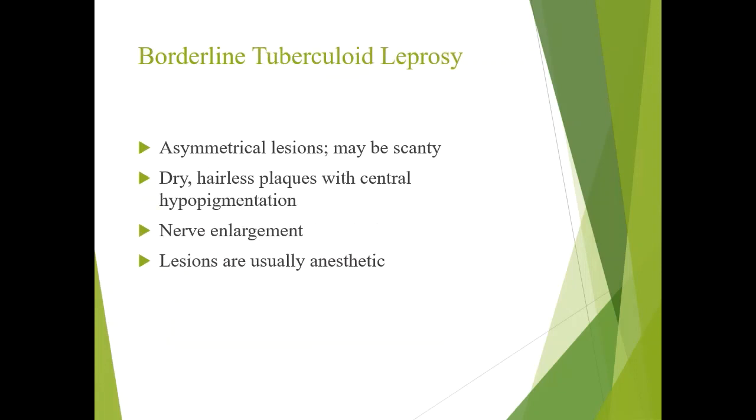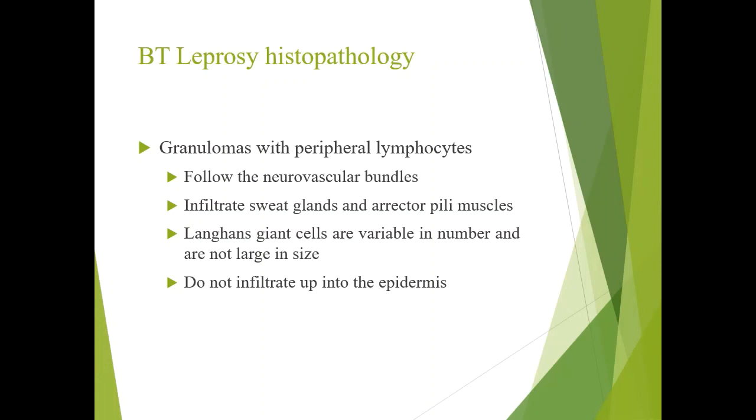Borderline tuberculoid leprosy. You see asymmetrical lesions, which may be scanty, dry, hairless blocks with central hypopigmentation. Nerve enlargement may be there. Lesions are usually anesthetic. On histology in borderline tuberculoid, there may be granulomas with peripheral lymphocytes.